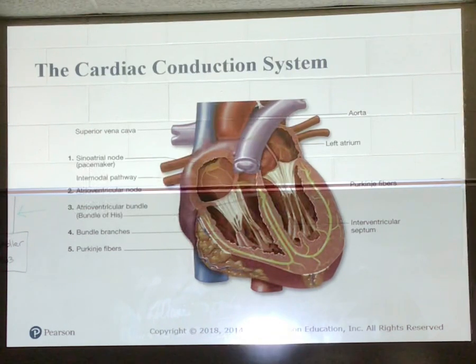Then you have the bundle of His, and the electricity just kind of follows that pathway. It starts at the SA, it goes to the AV, then it goes down through the bundle of His, through the bundle branches to the Purkinje fibers, and that's actually what causes the heart to squeeze.